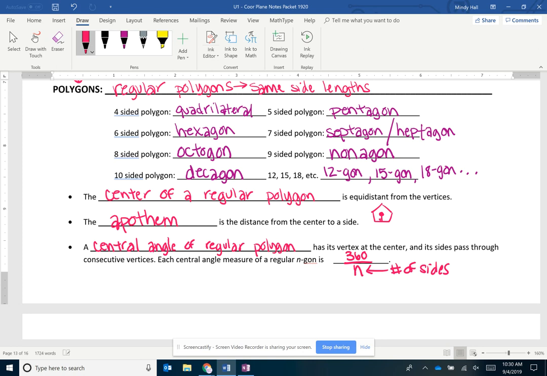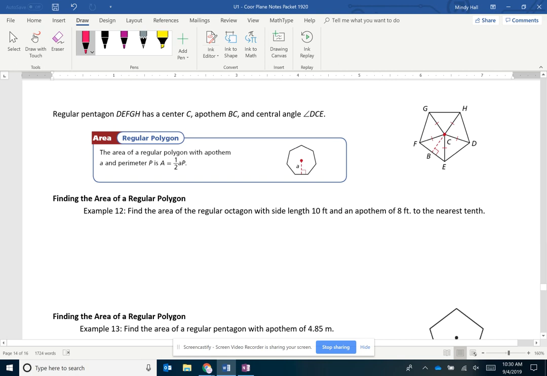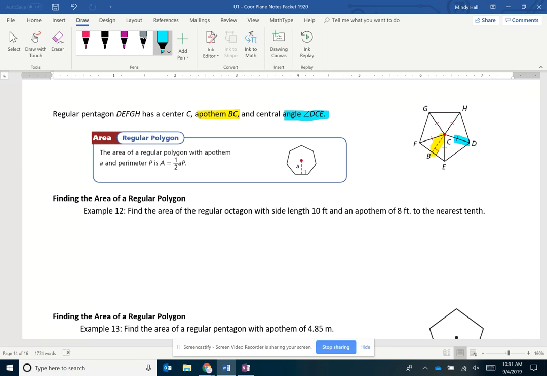So if I have 5 sides, 360 divided by 5, each central angle would be 72 degrees. So we have regular pentagon DEFGH and a center of C, apothem BC, and a central angle of DCE. So we have apothem BC, which is right here. Then we have central angle DCE, which is this angle right here.